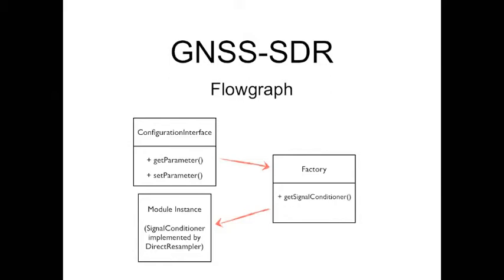The flow graph itself does not instantiate modules. This separation allows adding new module implementations in the application by simply modifying the factory. Because of that, the flow graph can be implemented in a very simple way, where it only has to pick the instances from the factory and connect them, constructing the model of the GNSS receiver.